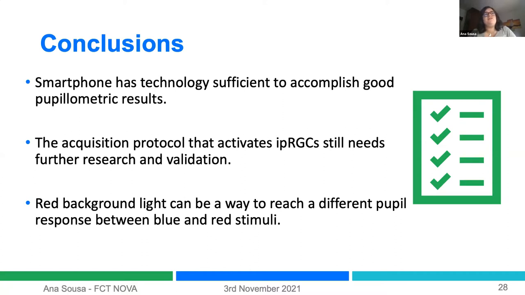We still need further research and validation for the acquisition protocol to activate those cells and to differentiate the contribution from cones, rods, and the intrinsically photosensitive retinal ganglion cells. But we see that probably the red background lights can be a way to reach that difference of response between blue and red stimuli.